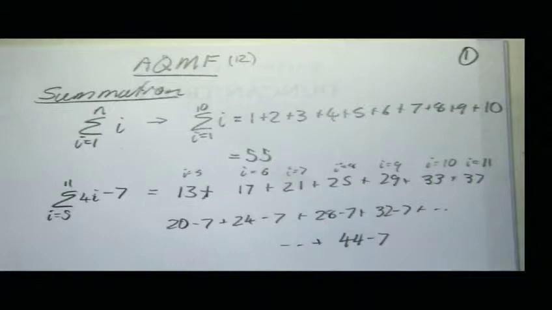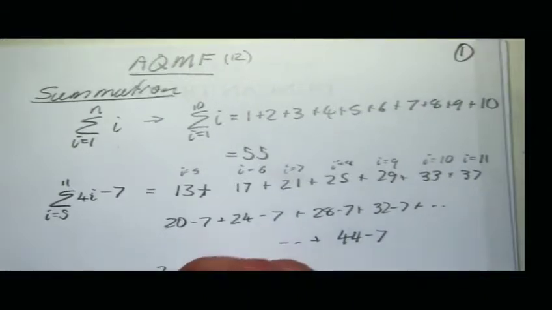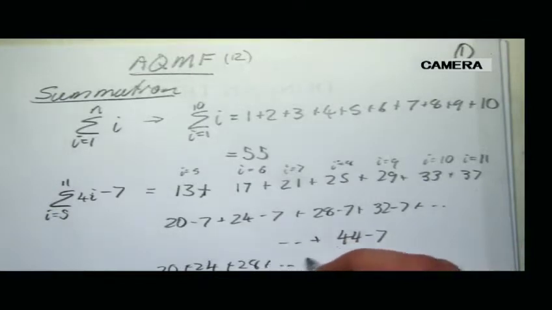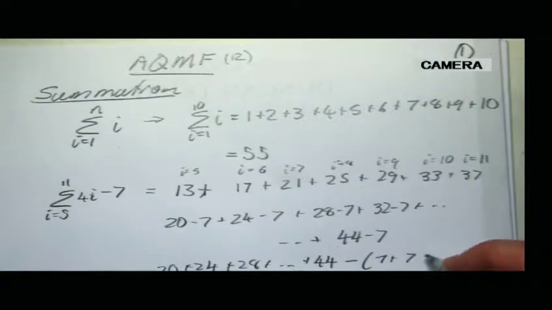Then what I can do is group them into bits. So I can do the 20 plus 24 plus 28 plus up to 44, minus, and then I've got 7 plus 7 plus 7. Now, just by knowing that there are 7 of these numbers, I know this is going to be 7 times 7. So I'm going to take off 7 times 7.